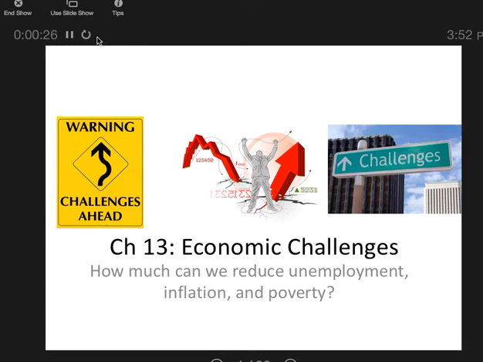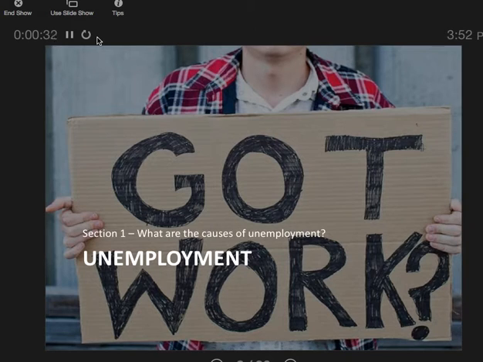In this chapter, we're going to be talking about each of these challenges. And the first challenge we're going to look at is unemployment. What are the causes of unemployment? In this section, we're going to talk about different types of unemployment so we know which ones we're talking about. How do they come up with the unemployment rate? How do they calculate it? And is it possible to have full employment?